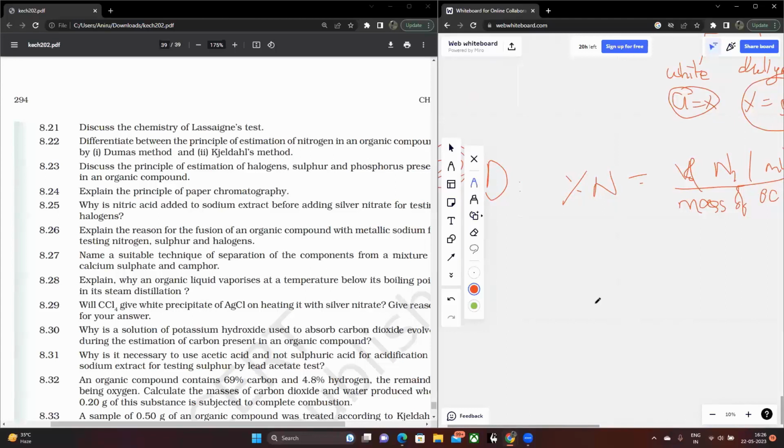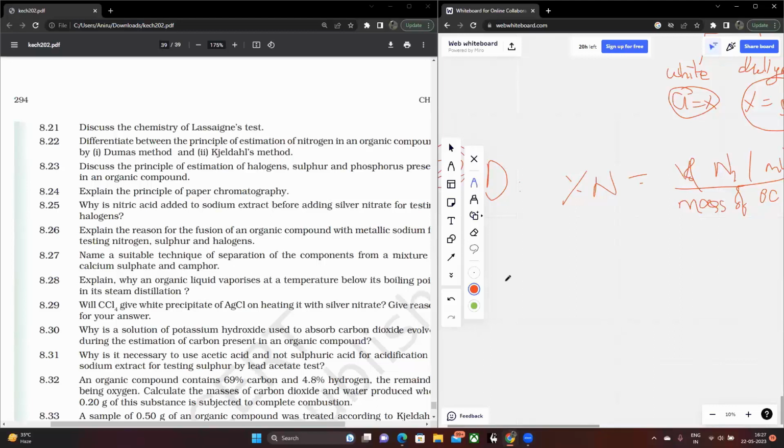In Kjeldahl's method, what you do is you digest the organic compound in concentrated H2SO4 in the presence of potassium sulfate and a little copper sulfate or mercury as a catalyst, in a special apparatus called the Kjeldahl. What happens is the nitrogen is converted into ammonium sulfate quantitatively. Finally, this ammonium sulfate is boiled with excess of NaOH to liberate ammonia gas, which is absorbed in a known excess of standard acid like HCl or H2SO4.